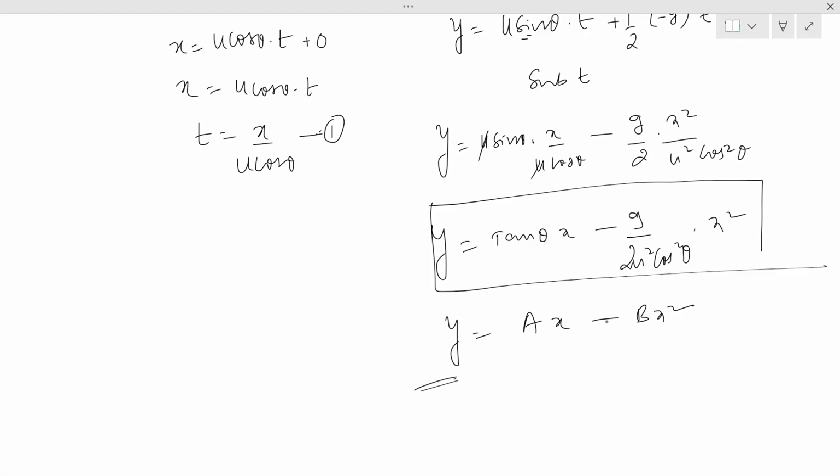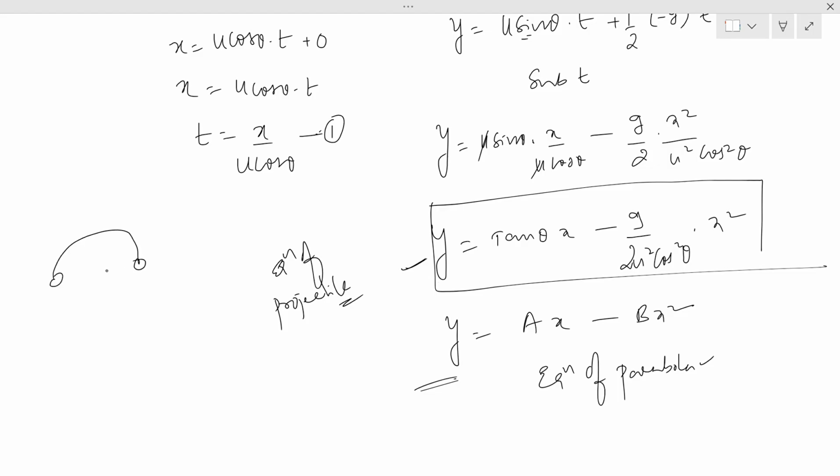You may be having a doubt here. It should be plus, right? It may be plus or minus. It is the equation of a parabola. So the equation of a parabola is identical to the equation of a projectile. So both are comparable, so we can say parabola and projectile are similar. Our projectile motion is in the shape of a parabola, hence it is proved.